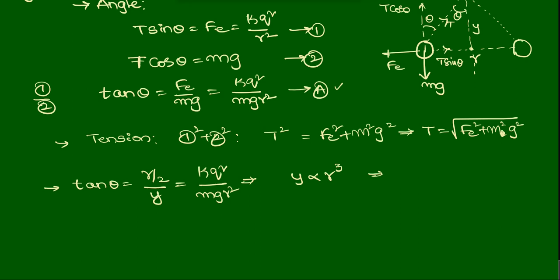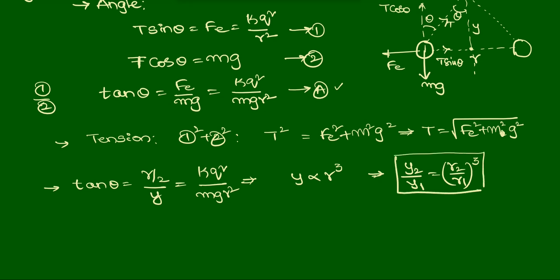So we'll have some questions based on this. y2 by y1 will be equal to r2 by r1 whole power of 3. So if suppose that the pivot point is decreased by a distance half, then what happens to the new separation between the charges? For that kind of questions, you can use this.